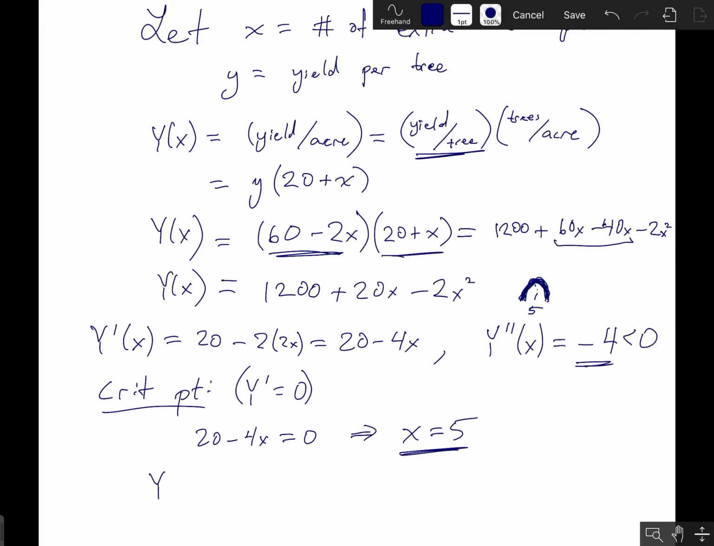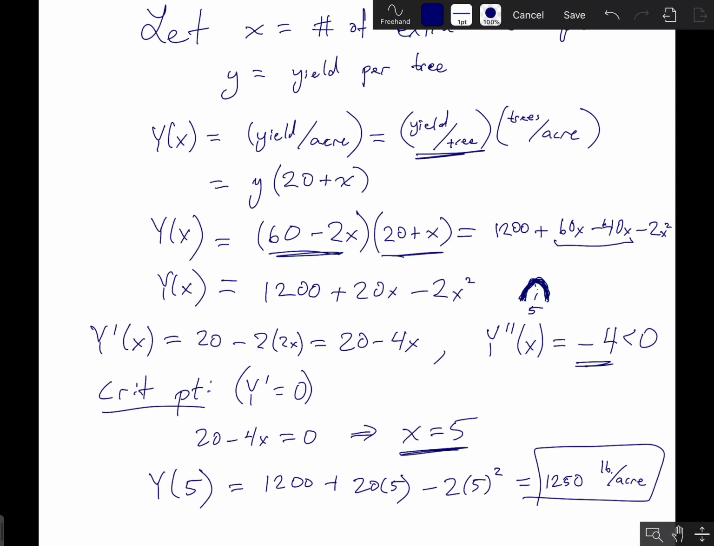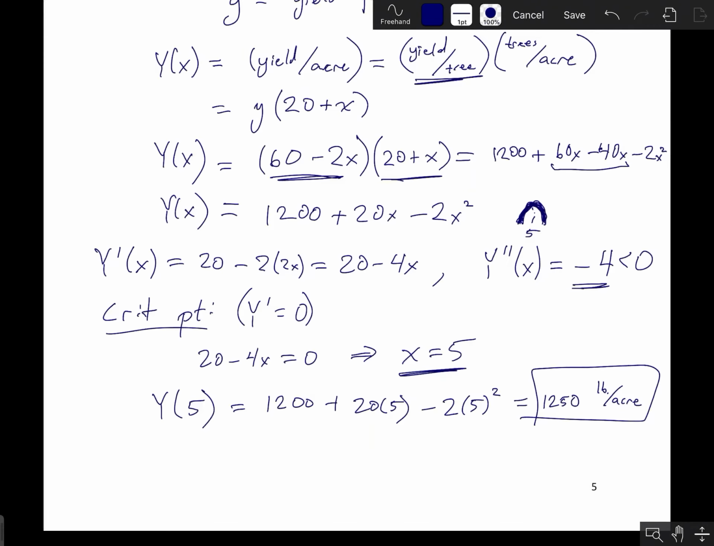Maybe let me answer these in reverse order because we found our x value. Finding the maximum yield is pretty easy. All that we need to do is write down y evaluated at 5, because 5 by design was the x value that maximizes the yield. So if I plug 5 into the function y, then I'll get 1200 plus 20 times x minus 2x squared. And if you plug that into a calculator, what you'll end up getting is 1250 pounds per acre. So that's the maximum yield that we can get.